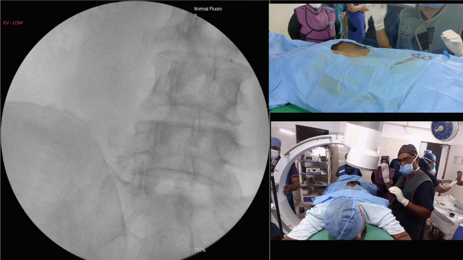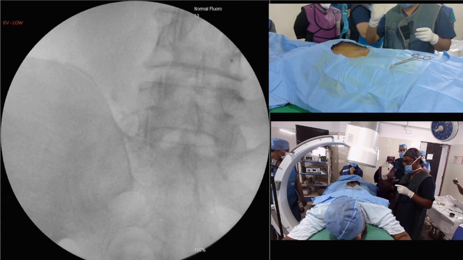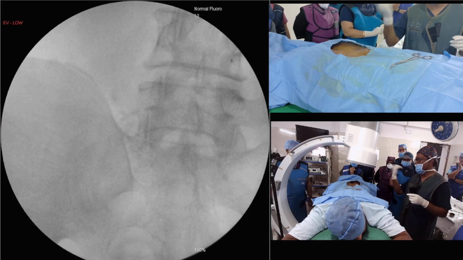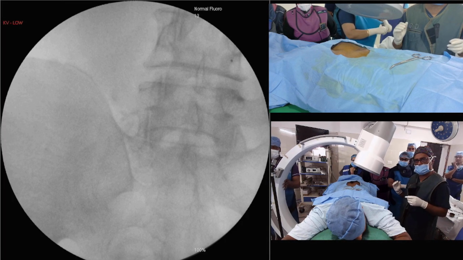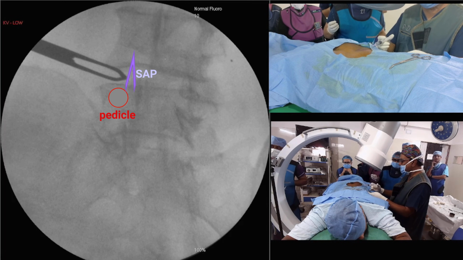We will do L5 transforaminal neuroplasty through Cambin's triangle approach. For that, first we will do true AP, end plates parallel, and ipsilateral oblique. Just in front of the SAP above the pedicle will be our entry.